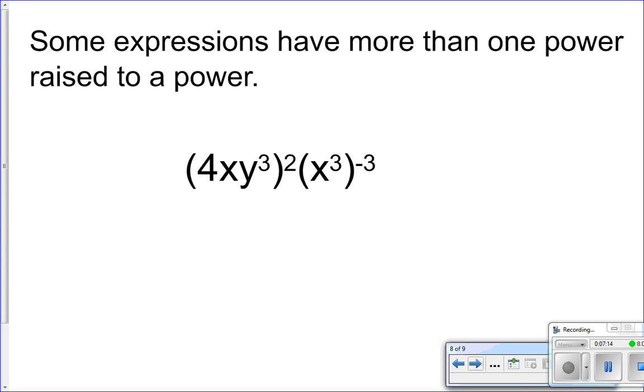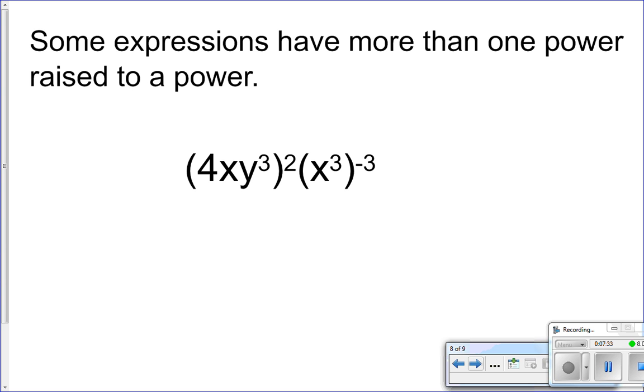And then finally, some expressions have more than one power raised to a power. So now this takes a little bit more time because there's a lot more work to be done. So just take it one step at a time. So I have (4xy cubed) to the 2nd power times (x cubed) to the negative 3rd power.